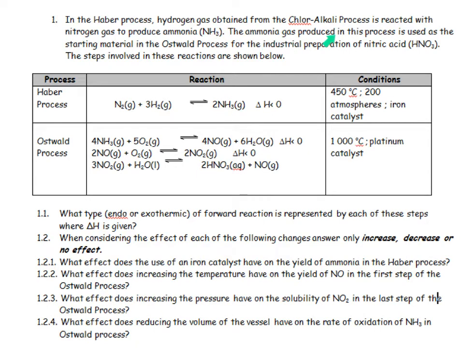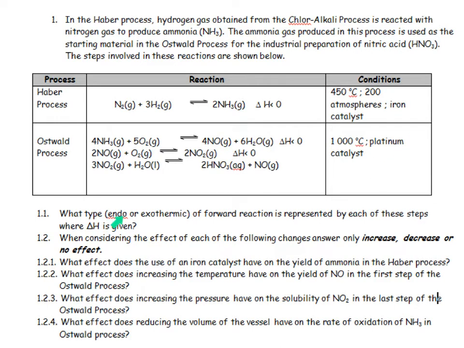The ammonia gas produced in this process is the starting material for the Ostwald process. So we use this ammonia to start over there. For the preparation of nitric acid as the end product, it's a three-step process, the Ostwald process. The steps involved in the reactions are given over there. They tell us some conditions about the reactions.